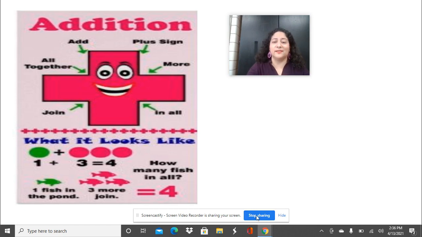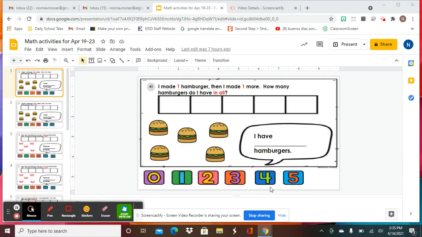Let's get started. For today's activity, we're doing word problems like I told you before. We have to pay very close attention to the word problem. This up here is the word problem, and I'm going to read it to you. This word problem says, I made 1 hamburger, then I made 1 more. How many hamburgers do I have in all?